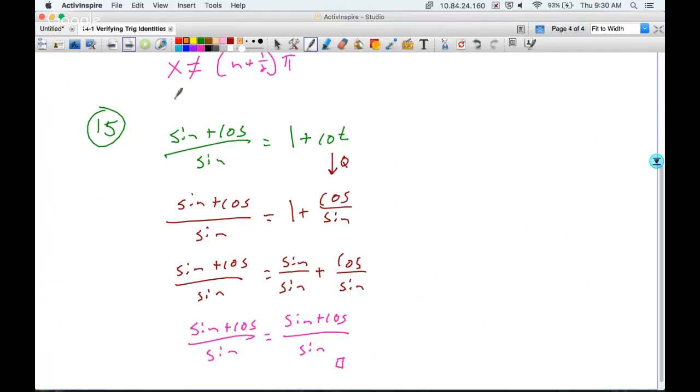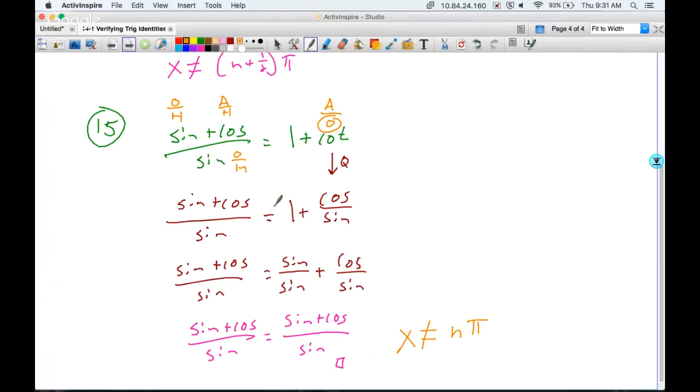Let's figure out the domain of validity. We got an opposite over hypotenuse. We got an adjacent over hypotenuse. We've got another opposite over hypotenuse. And we've got a cotangent, adjacent over opposite. That's the only opposite or adjacent in denominator. So that means that x cannot equal n pi, which is the one for opposite. All right, hopefully you're getting a pretty good handle on these.